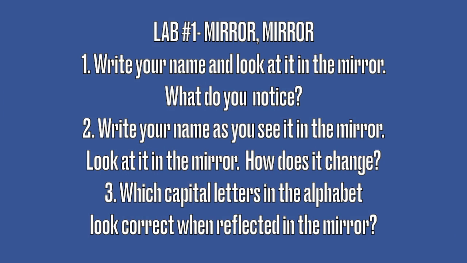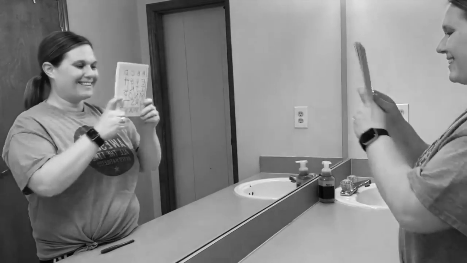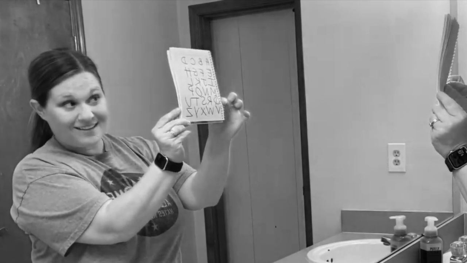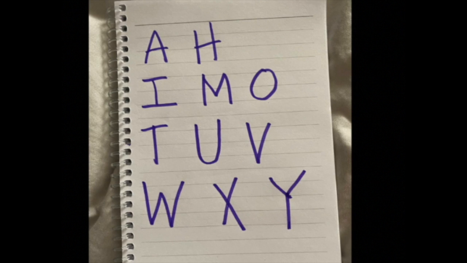Finally, you were supposed to write the alphabet and figure out which capital letters look correct in a mirror as they do when you look at them on your paper. So which capital letters in the alphabet look the same in the mirror as they do on paper? Well, you should have gotten A, H, I, M, O, T, U, V, W, X, Y. What do those letters all have in common?